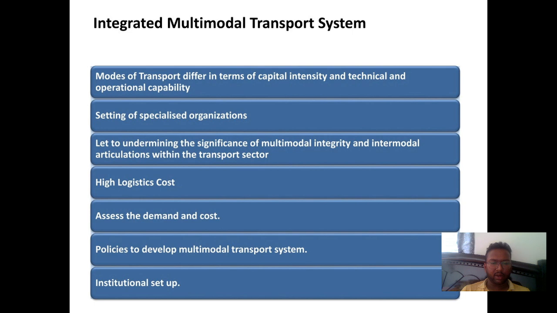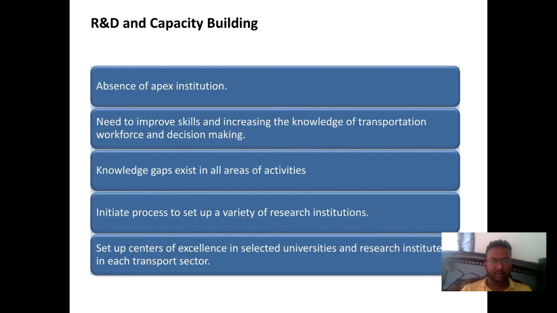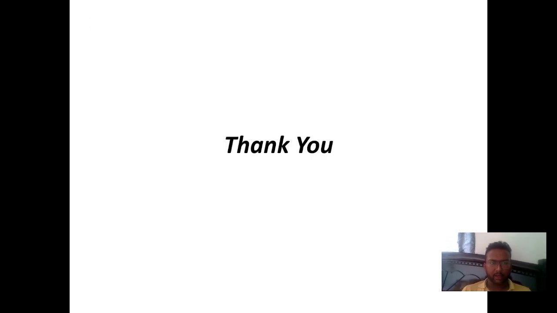Policies to develop a multimodal transport system: institutional setups, research and development, and capacity building. The absence of apex institutions, the need to improve skills and increase the knowledge of the transport workforce, and making decisions is being bridged. Knowledge gaps exist in all areas of activities. Initiate a process to set up a variety of research institutions. Set up centers of excellence in selected universities and research institutes in each transport sector.